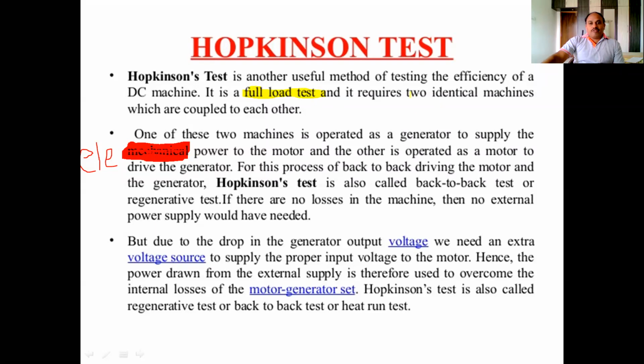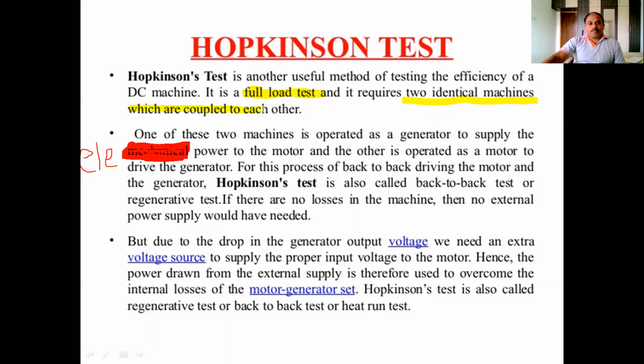A very important point is that in this test we require two identical shunt machines. That means the Hopkinson test is conducted on two identical shunt machines. Of these two identical machines, one machine acts as a generator and the second machine acts as a motor. So this test is conducted on a motor-generator set, that means a generator and motor which are coupled to each other.